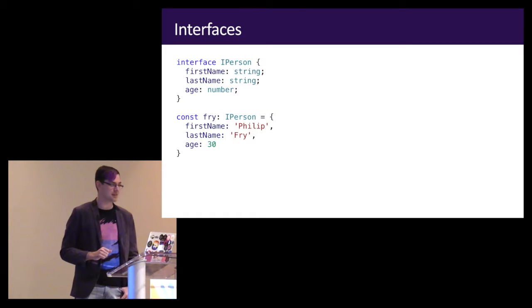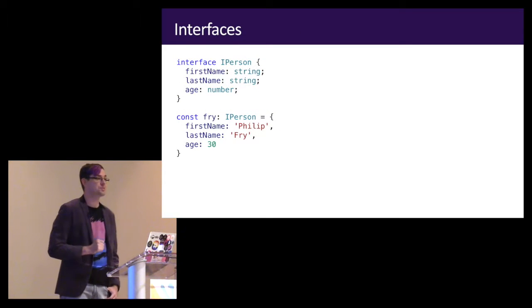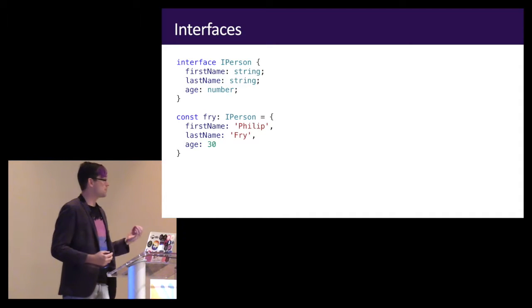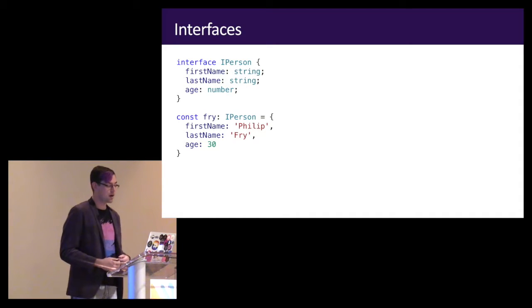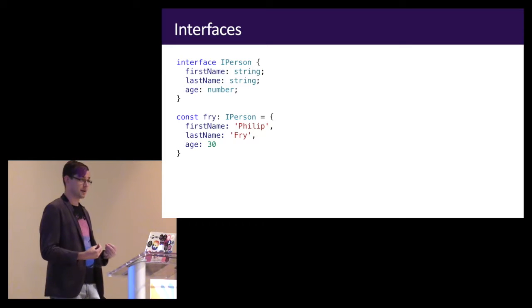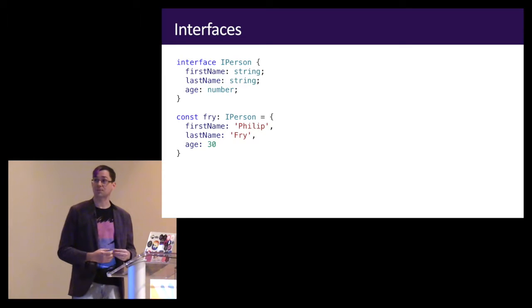So I mentioned more complicated types. One of those complicated types is a thing called an interface. If you've ever used Java or C# or languages like that before, interfaces will probably look pretty familiar. And for those of you who haven't, an interface is like a contract. And specifically in TypeScript, an interface is a contract for an object.